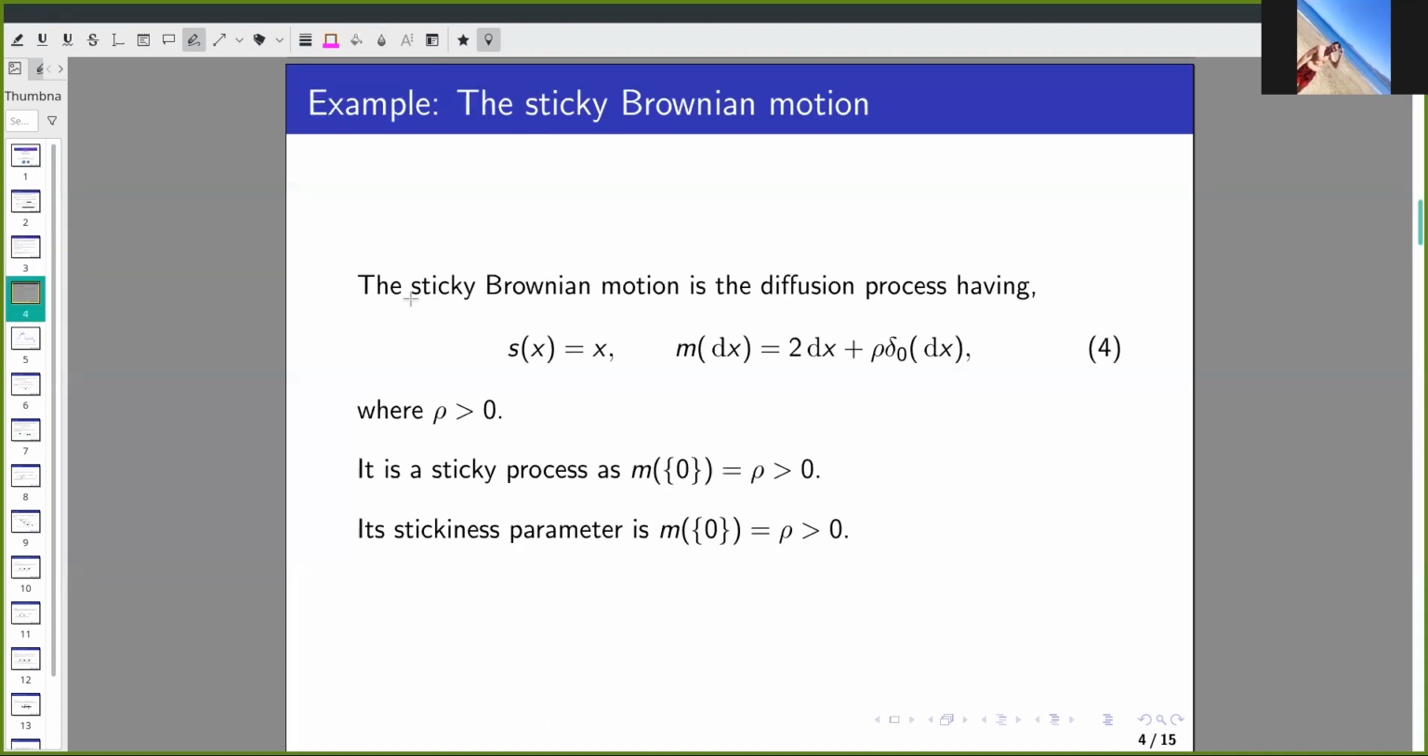The most elementary sticky diffusion process is the sticky Brownian motion, which is a process that behaves exactly like a Brownian motion away from zero, and it has here a sticky point at zero with weight rho. And we can see that this is a scale function, and the rest is the speed measure of a standard Brownian motion.